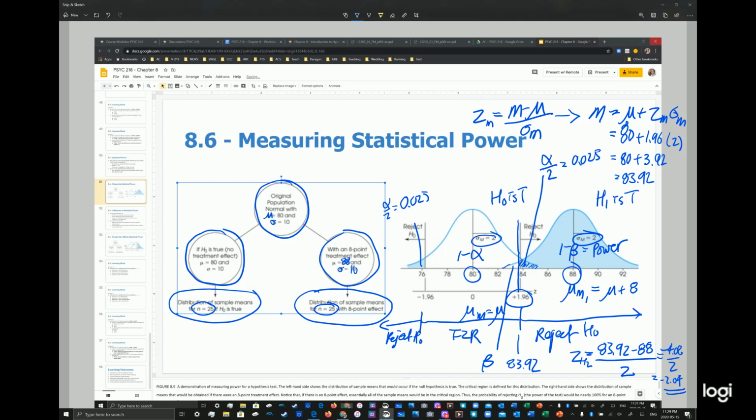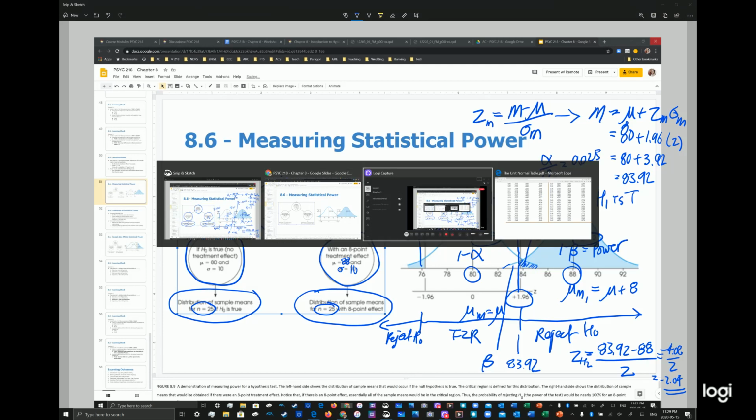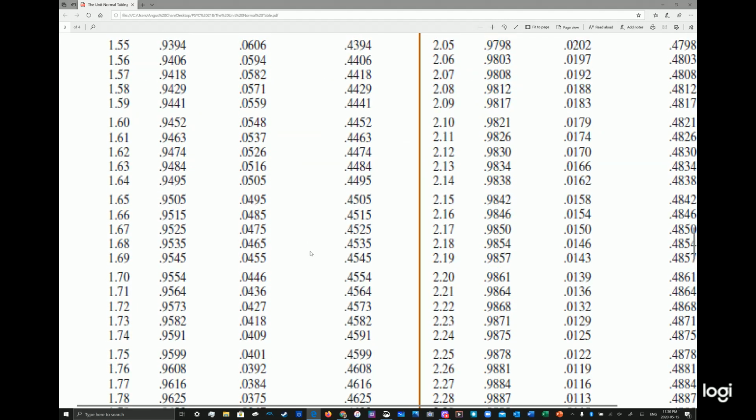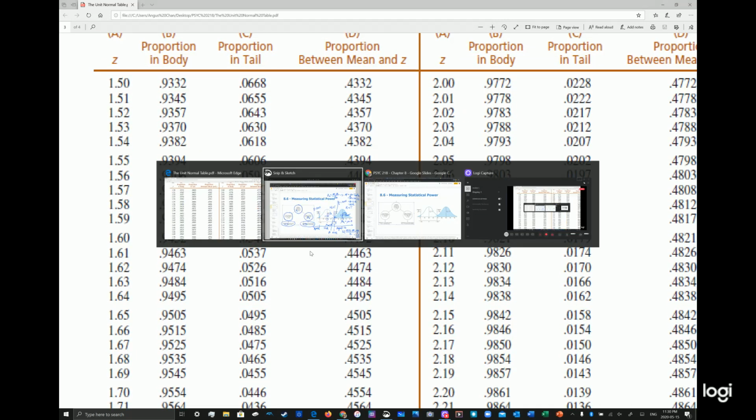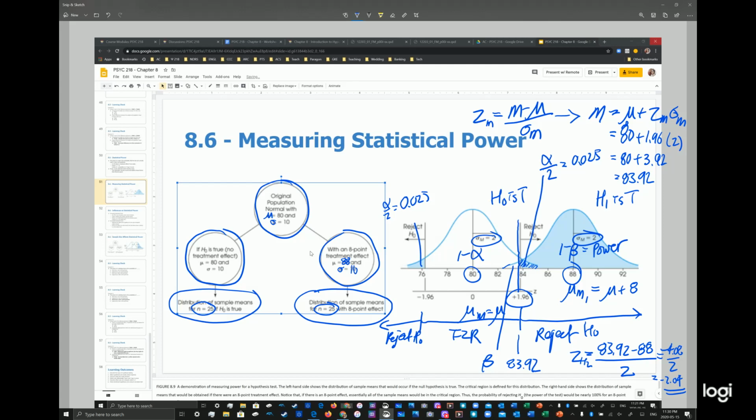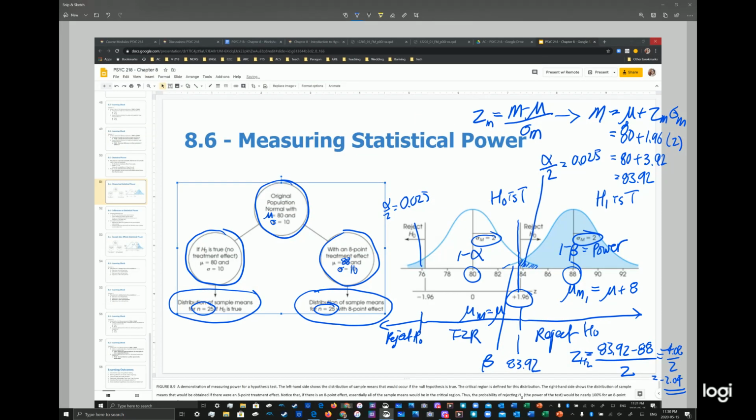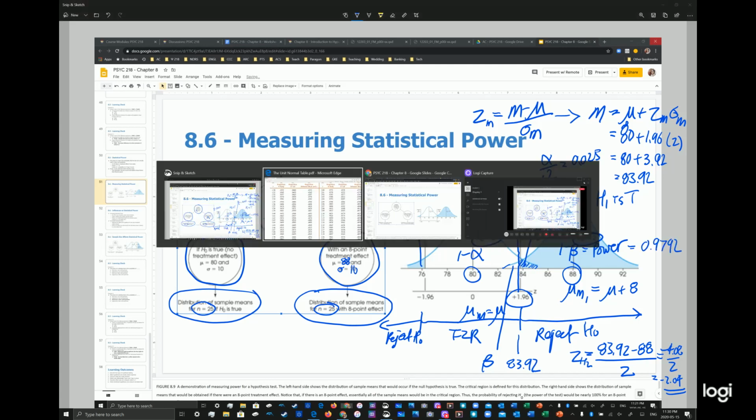So then you would look up your unit normal table for negative 2.04, and we have already determined which part of the distribution we're looking at because we labeled it. We want power, which is the body of the alternative distribution, 1 minus beta, and so we're looking for a big portion. Well, according to your unit normal table, it's 97%, almost 98%. So this area right here is actually 0.9792. Let's double check.